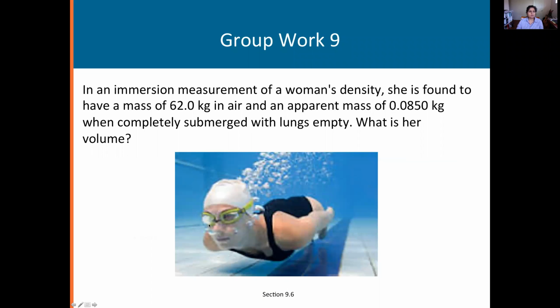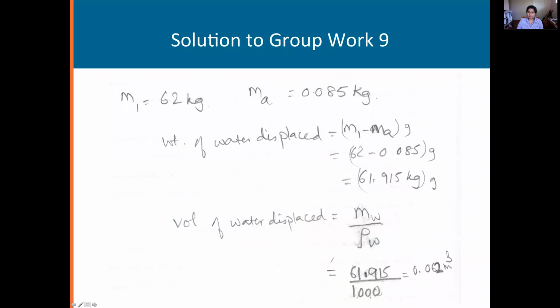Let's look at another question. In an immersion measurement of a woman's density, she is found to have a mass of 62 kg in air, that's her true mass, and an apparent mass of 0.085 kg when completely submerged with lungs empty. So this is the case of being completely submerged. Look at how much her mass has dropped. She is virtually massless because of the buoyant force. What is her volume? So you just need to find that buoyant force.